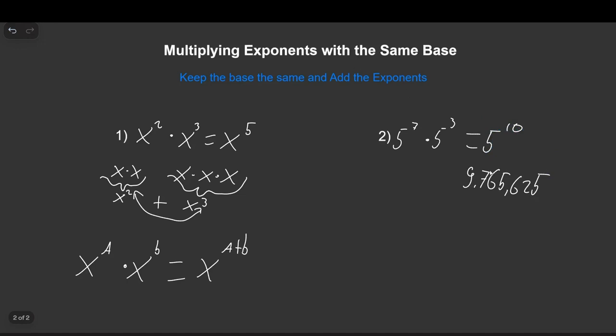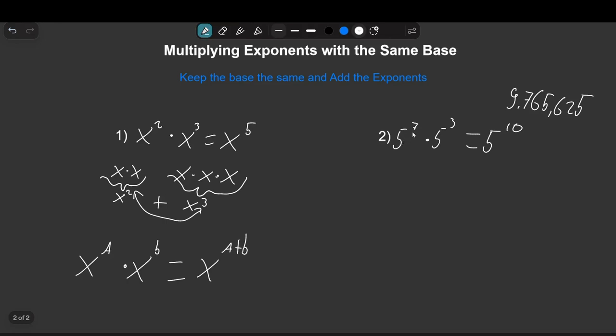Now, this is our final answer, but now we are going to break it down like I did for the first one, so you guys can understand it better. So we have 5 to the power of 7, which is 5 times 5 times 5 times 5 times 5 times 5 times 5. This is our first one. So this is our 5 to the power of 7.